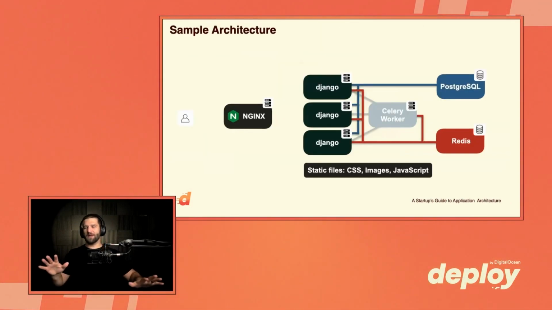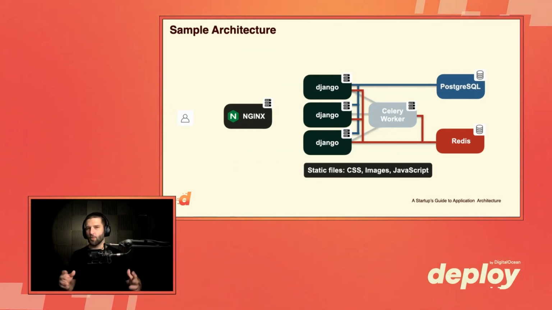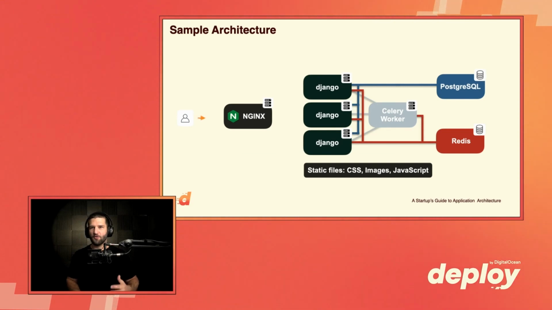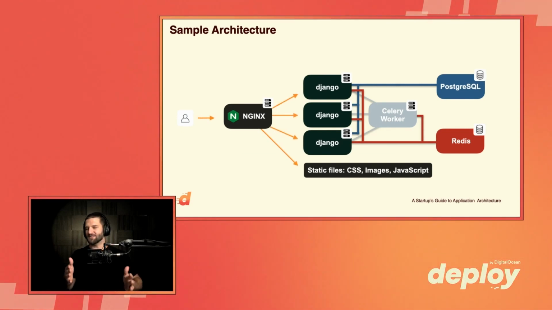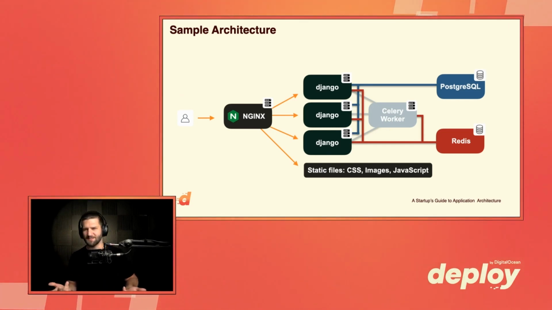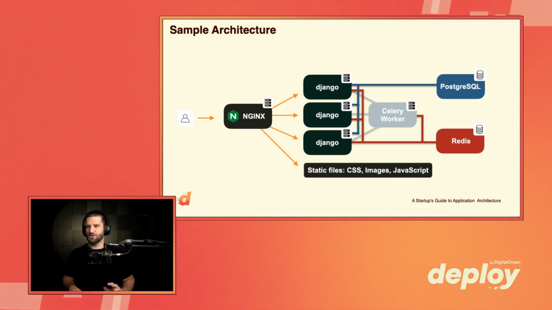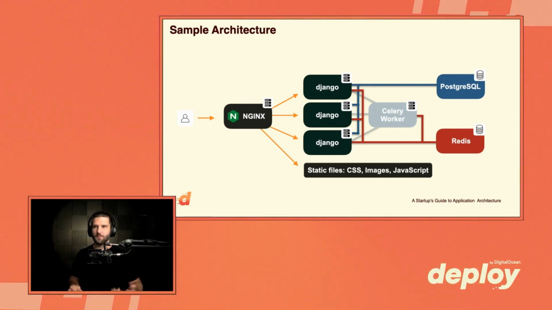Okay, so let's take a look at a sample architecture for a web application, right? And this is the one that I would prefer myself. First off, you've got a user. That user's request goes into the Nginx web server. Nginx then distributes it to 3 instances of Django. Wait, what's going on here? We'll talk about it in a second. And also to static files. That's an object storage most likely.